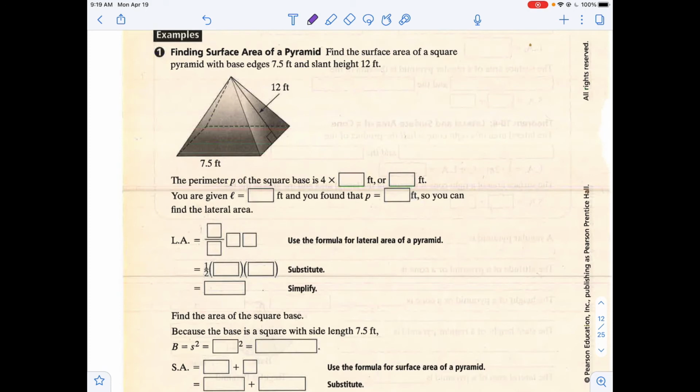Let's go ahead and start some examples. So number 1 says finding the surface area of a pyramid. Find the surface area of a square pyramid with base edges of 7.5 feet and a slant height of 12 feet. The perimeter P of the square is 4 times 7.5 because all those sides are the same since it's a square. 4 times 7.5 is 30 feet. Then it tells us the slant height L is 12.